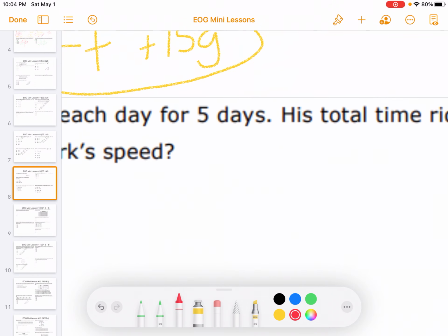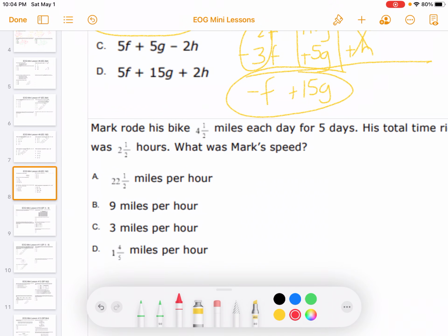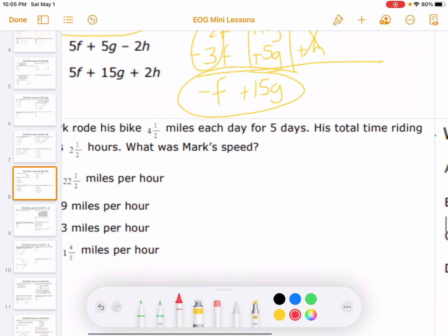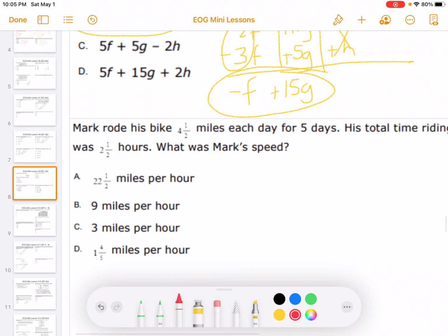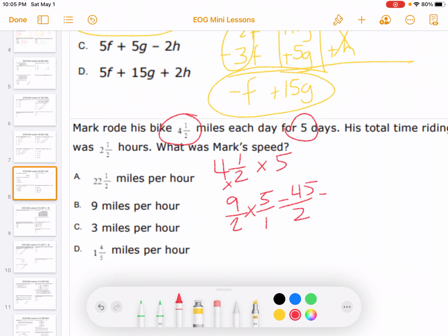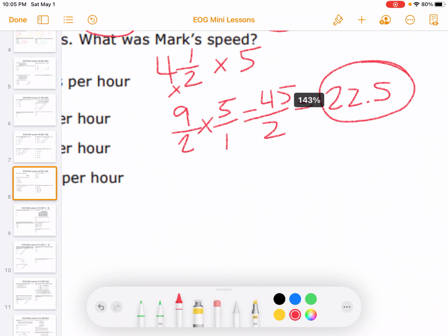All right. Mark rode his bike 4.5 miles each day for 5 days. The total time riding was 2.5 hours. What was Mark's speed? So the first thing I have to do is find out how far he biked. So 4.5 times 5. So 4 times 2 is 8 plus 1 is 9. So 9 halves times 5 over 1. 45 over 2, which is, what, 22.5? 22.5. And it says his total time riding was 2.5 hours.